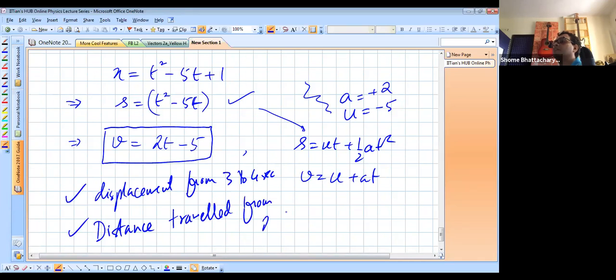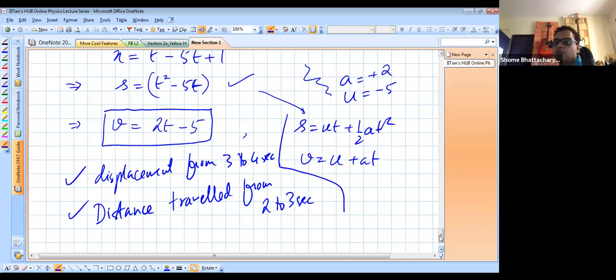2 to 3 seconds. Now, this part you will understand is very tricky, because if you go back to what we've done earlier, we had seen that between 2 and 3 seconds, the particle actually turned. Up to 2 seconds, it was going in the negative direction. After 2 seconds, it continued in the negative direction, but somewhere it changed its direction.